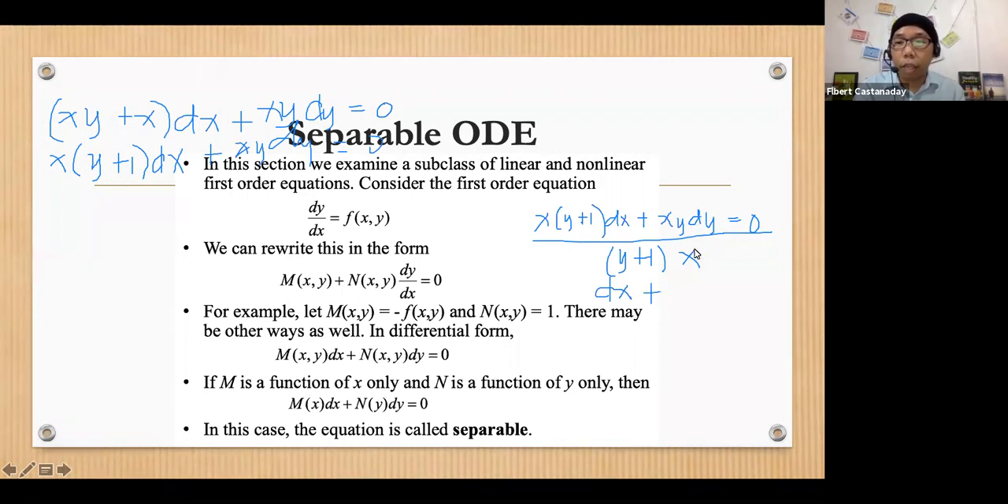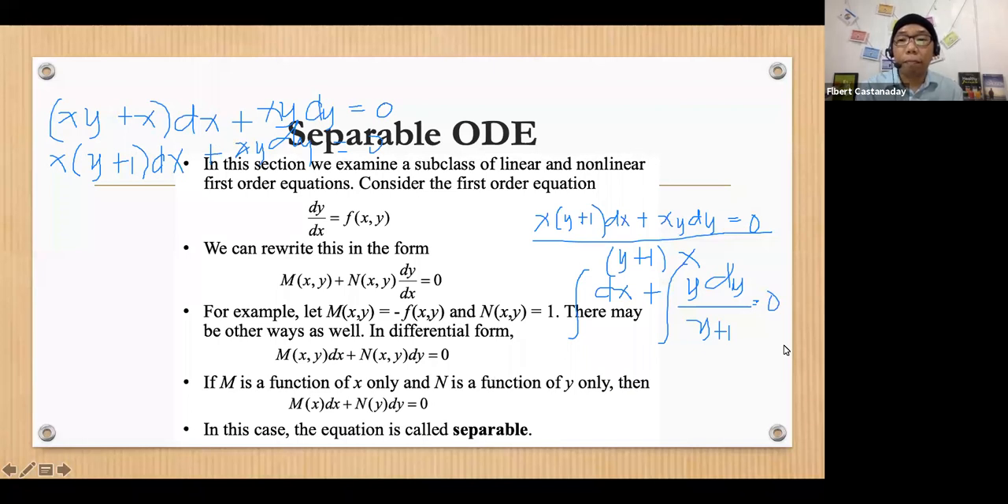So on the second term, I have x divided by x, the x is cancelled, and y divided by y plus 1. So you have dy over y plus 1 equal to 0. As you can see, pure function of x. So I can now integrate this. Pure function of y, so I can now integrate this term and then equal to the arbitrary constant c.